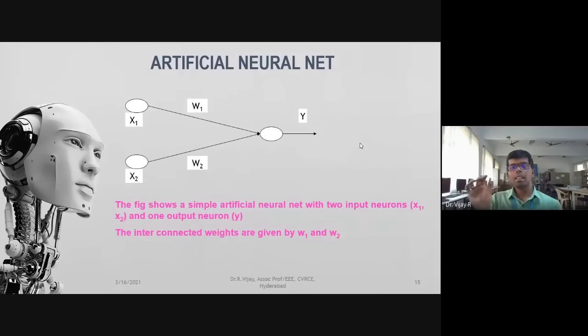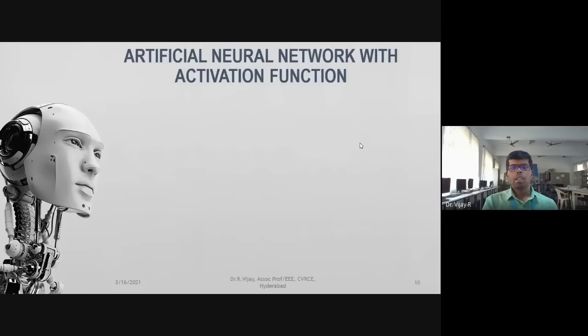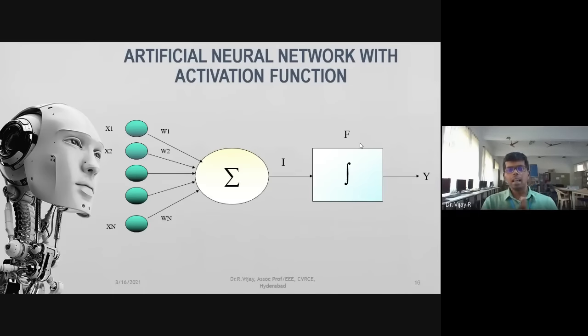So this is a simple artificial neural network. Imagine I'm giving only two inputs, x1 and x2, and I'm giving some weightage to those inputs, w1 and w2, and extracting some output y. So y is equal to x1 into w1 plus x2 into w2. I'm telling a simple example so that you can easily understand what is happening here.